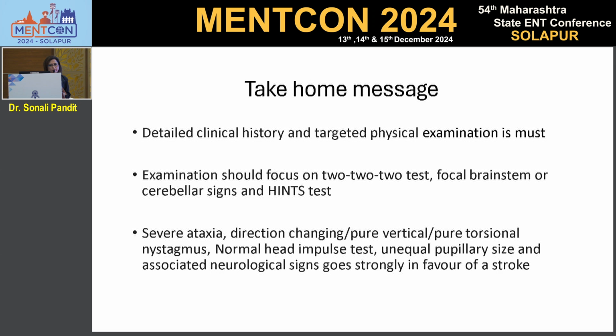So the take-home message is rely on detailed clinical history and targeted physical examination. Your examination should focus on the 222 test, focal brainstem and cerebellar signs and the HINTS test. And by and large, severe ataxic patients, direction changing nystagmus, pure vertical, pure torsional nystagmus and normal head impulse test, unequal pupillary size and associated neurological signs go strongly in favor of stroke.